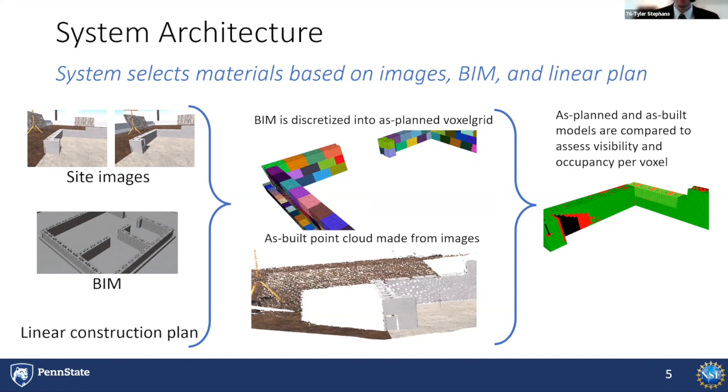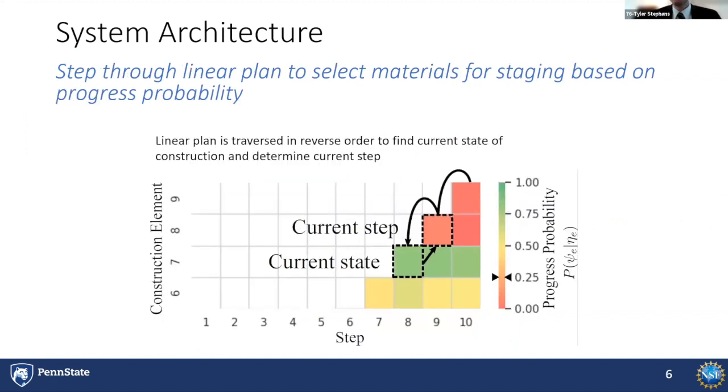So once we have these inputs, we take the BIM and we discretize it into an as-planned voxel grid, whose purpose is to be compared with the as-built point cloud generated from the images. And during the comparison, for each voxel in this voxel grid, we label each voxel according to its visibility and its occupancy. With this labeled voxel grid, we are then able to determine the probability that the current construction progress is some state.